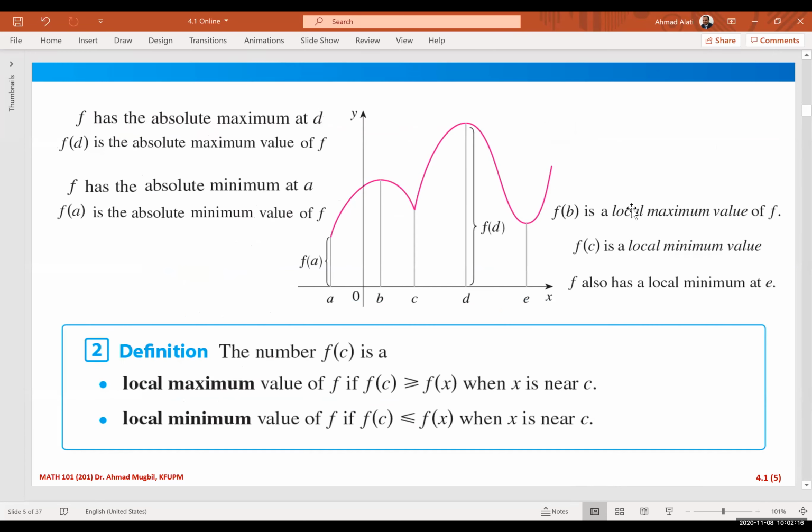The local here should be near a point. So it shouldn't be for all the values of x. It should be just for some values near a. So we should have an open interval. When we talk about local, it should be over an open interval. If you don't have an open interval, you don't have local. So at the end of the interval, you cannot talk about locality. When you say local, it should be from the right and from the left. You should have an open interval that contains c.